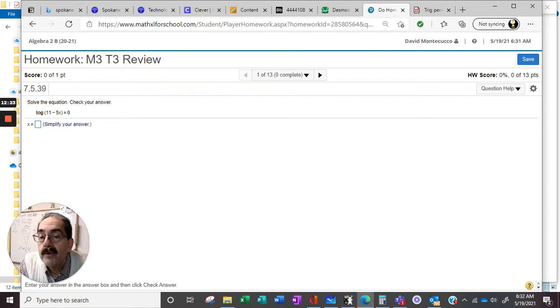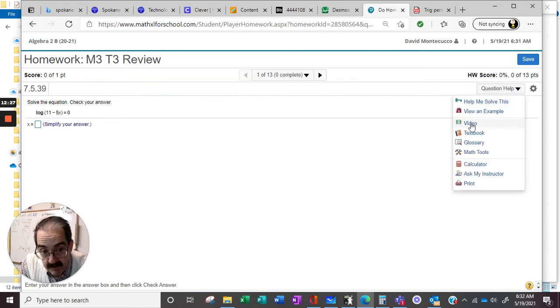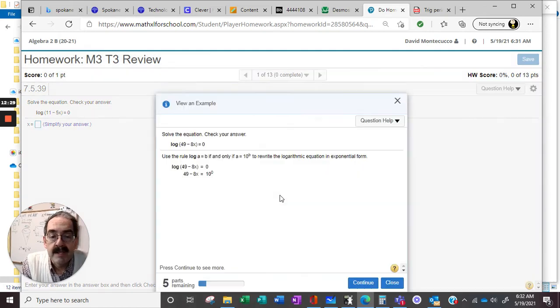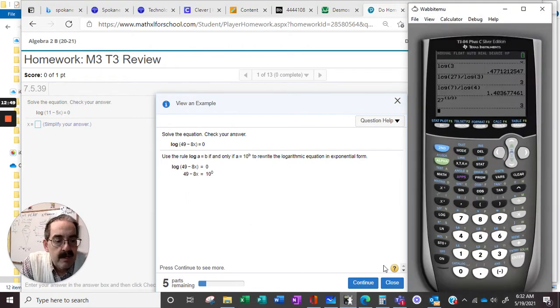Okay, solve the equation, check your answer. You could always go to view the example or video, and because this is the first time you're doing this, raise both sides to the power of 10. So 10 to the log, 10 to the 0. You see how this is kind of irritating because they just got rid of the log. 10 to the log, log to the 10. Cancels. It's the opposite.